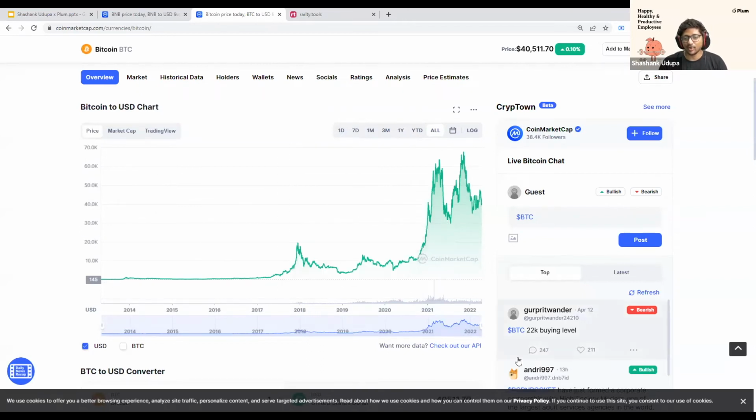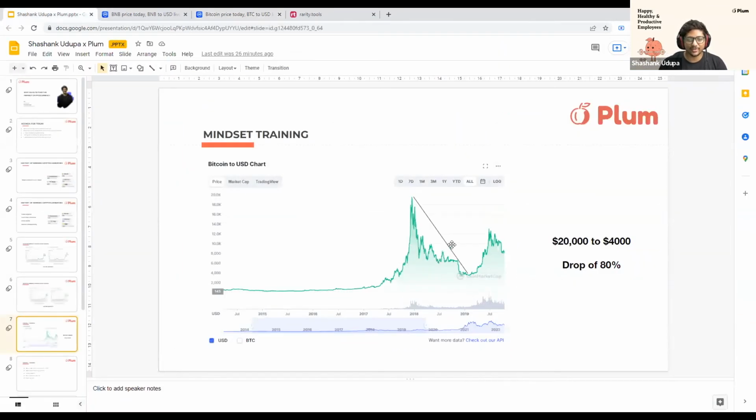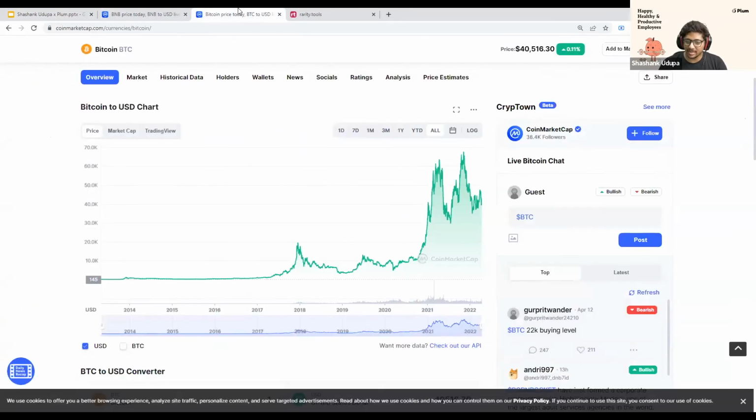So now if you zoom out, it looks so inconsequential. You're like, dude, it's barely anything, right? But if I actually check it only from the perspective of what happened in 2018 to 2019, there was a massive dip. The massive dip was $20,000 to $4,000. It was an 80% dip. Right. And you would have been like, dude, this is the riskiest thing. What do I do? Panic sell.